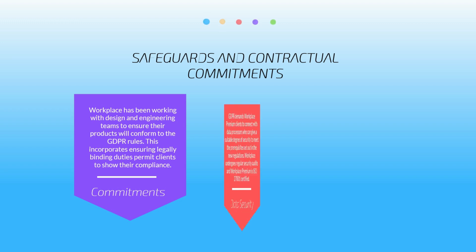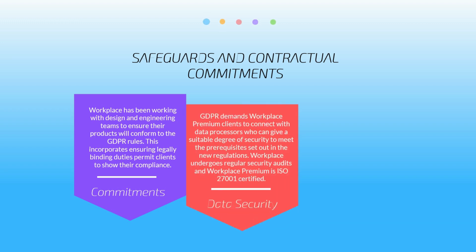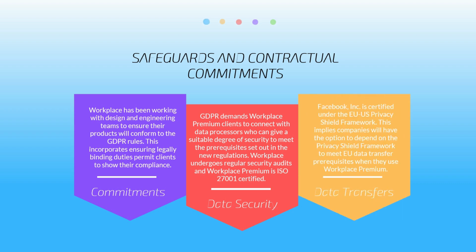Data security. GDPR demands Workplace Premium clients to connect with data processors who can give a suitable degree of security to meet the prerequisites set out in the new regulations. Workplace undergoes regular security audits, and Workplace Premium is ISO 27001 certified. Data transfers. Facebook Incorporated is certified under the EU-US Privacy Shield framework. This implies companies will have the option to depend on the Privacy Shield framework to meet EU data transfer prerequisites when they use Workplace Premium.